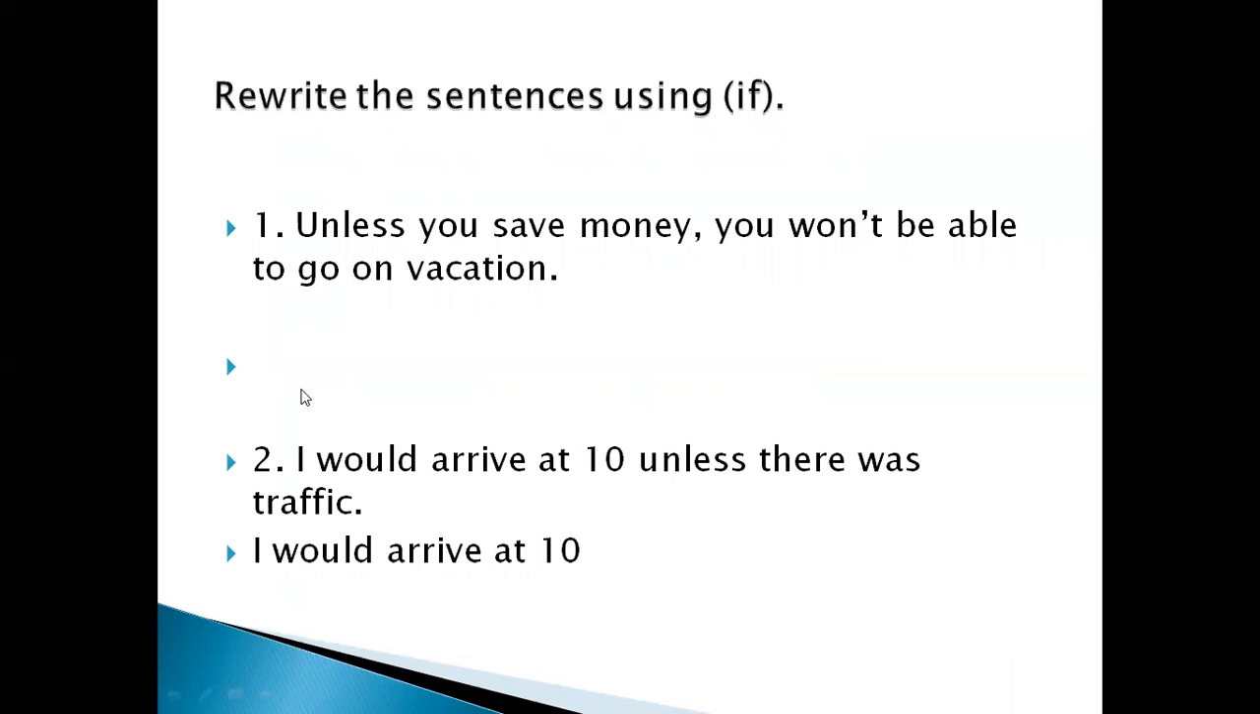Unless you save money, you won't be able to go on vacation. When we want to use if not, we will use the negative form, which means we need an auxiliary verb, and we may do some changes in the verb. So let's start with answering number 1.